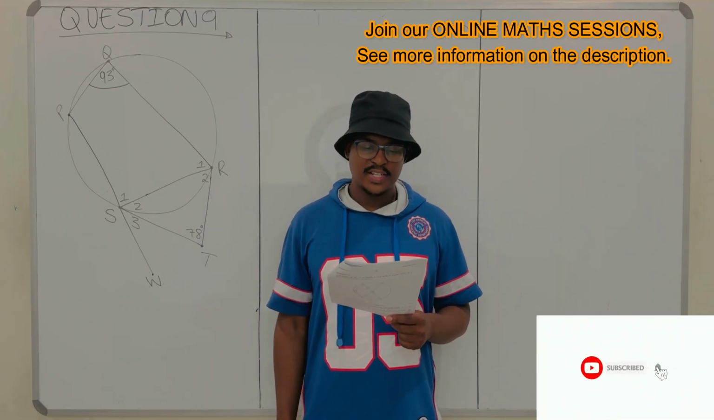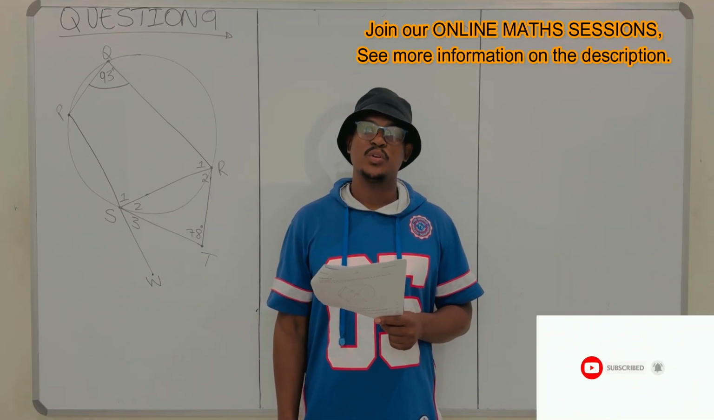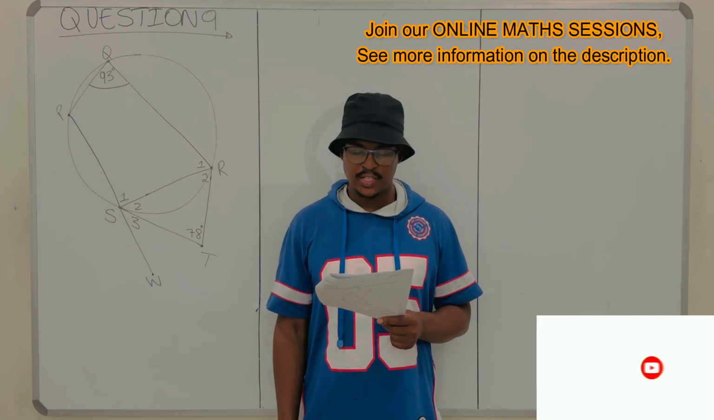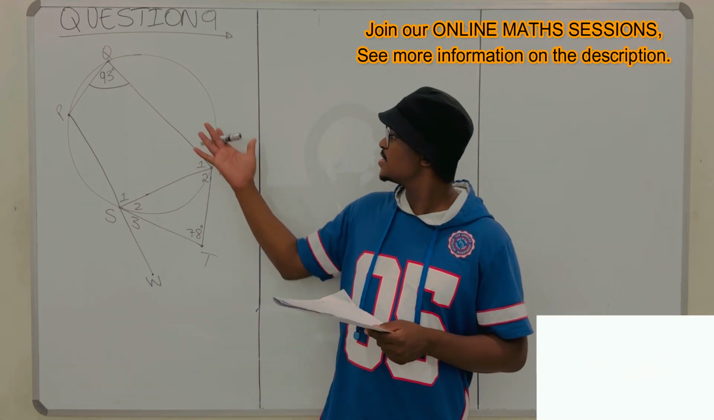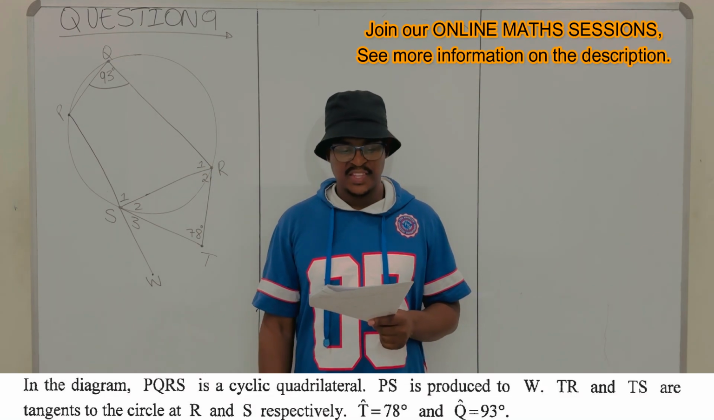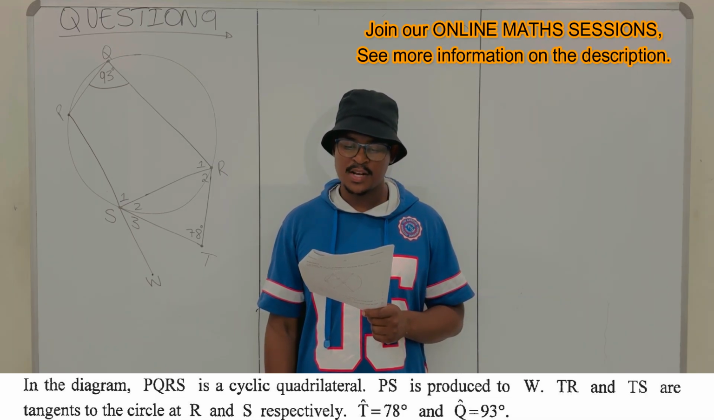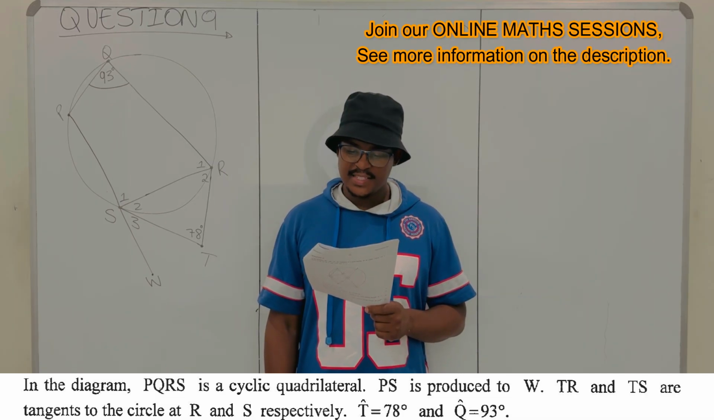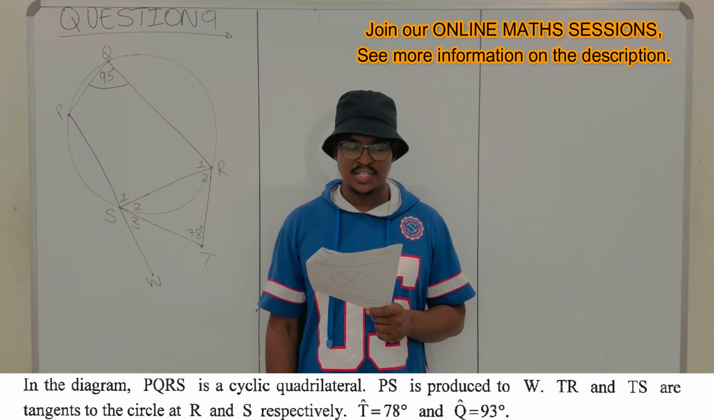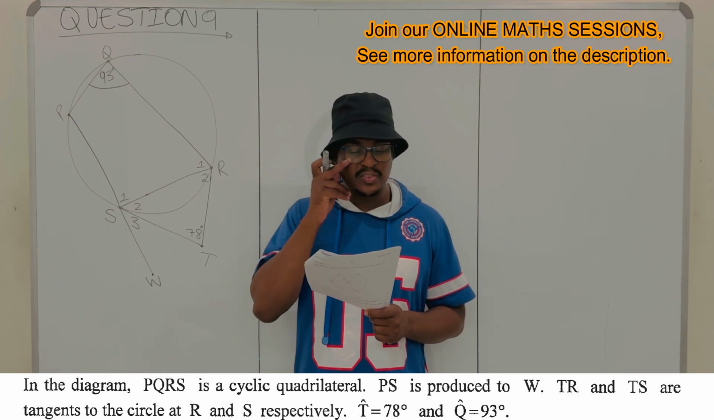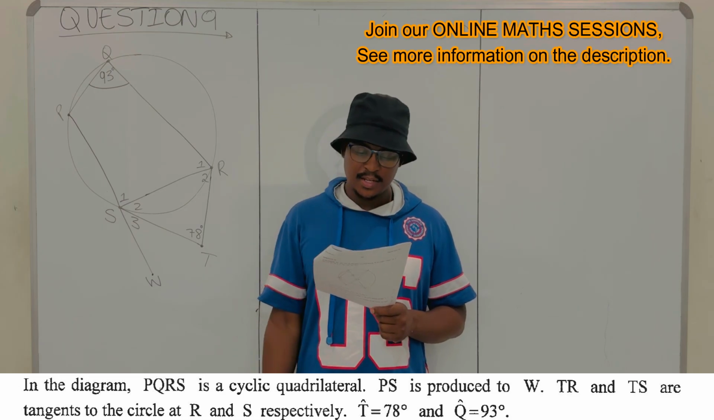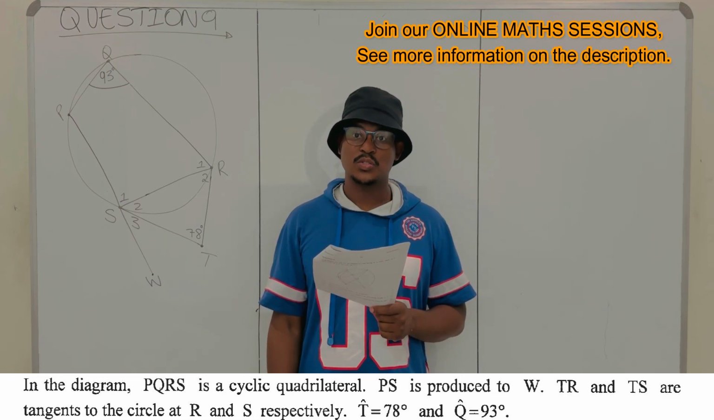So in this video, we're doing question 9 of November 2021, question paper mathematics paper 2. And the topic is Euclidean geometry, as you can see over here. So let's go. They are saying in the diagram, PQRS is a cyclic quadrilateral. PS is produced to W. TR and TS are tangent to the circle at R and S respectively. They went on to say, angle T is equal to 78 degrees and angle Q is equal to 93 degrees.